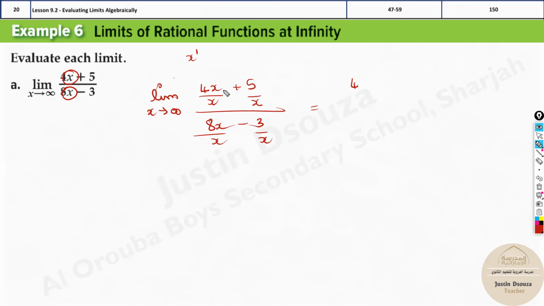We have 4 over here because x and x cancel, plus 5 by x, divided by, what do I have in the denominator? It's 8 and -3 by x. Now here you must remember a rule. Limit as x tends to infinity, for 1 by x, what is the answer? It's 0. Now I'll show you how this is.